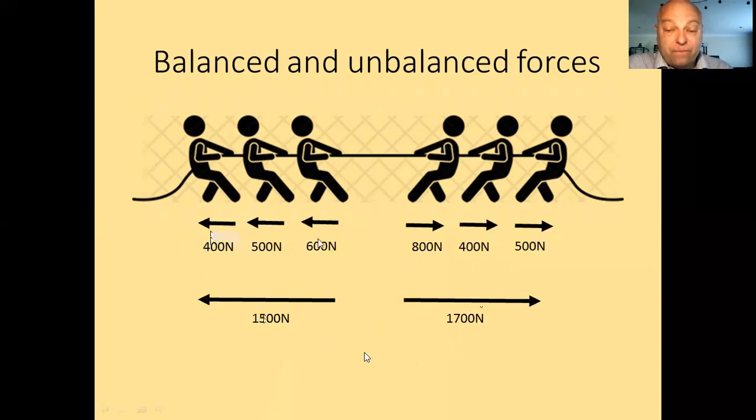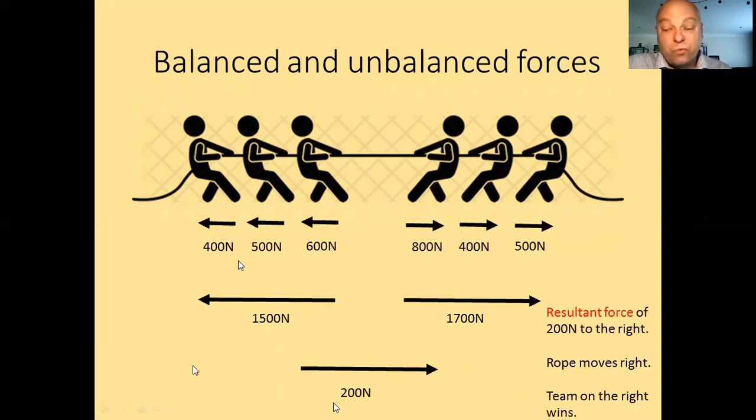This here is the 1700, these 3 forces on the right added together. Again, a resultant force. It's these all added together, 800 plus 400 plus 500. So you've got 2 resultant forces, one for this team, one for that team. You can do a resultant force overall, and that is the equivalent of 200 newtons pulling to the right, 1700 take away 1500. So what can we say? That we can say the resultant force is 200 newtons to the right, therefore the rope moves right, and the team on the right wins.